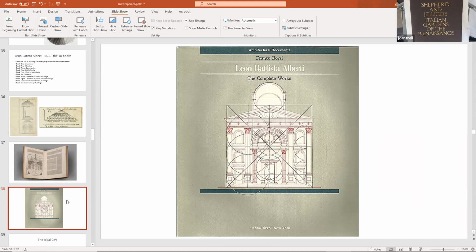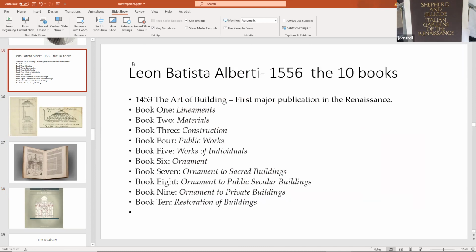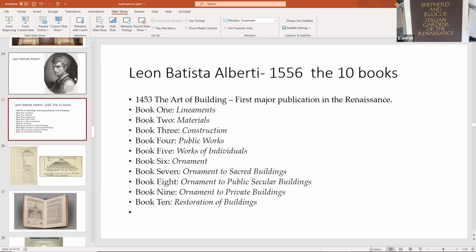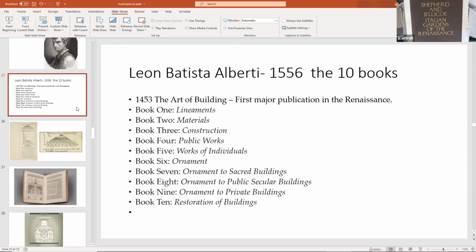It has pretty much most of the information published in his first publication, the 10 books on his ideology of architecture. Now, again, each architect I'm showing you is still using the classical orders of language that were established, as we've seen early in the class, in ancient Greek and Roman societies.